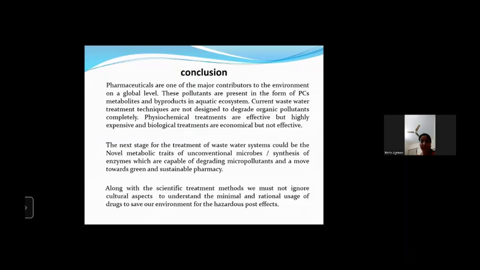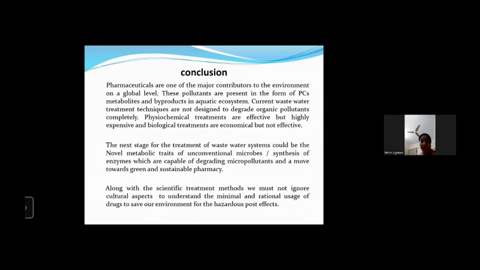So I would like to conclude my presentation here. Since they are present and the technologies we are using to remove them are not completely effective, one thing is that when we combine physiochemical treatment along with biological treatment, the results come out to be better. The next stage for the treatment of wastewater systems could be novel metabolic traits for unconventional microbe synthesis of enzymes which are capable of degrading micropollutants, and a move towards green and sustainable pharmacy.